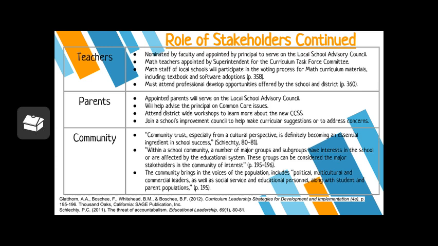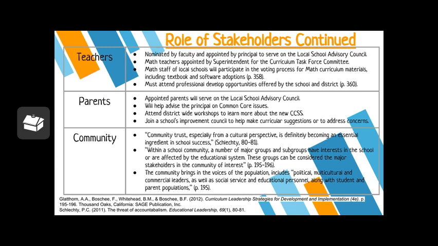Then we have parents, who are appointed to serve on the local school advisory council. They will also help advise the principal on Common Core issues, attend district-wide workshops to learn more about the new Common Core state standards, and join a school improvement council to help make curricular suggestions or to address concerns.